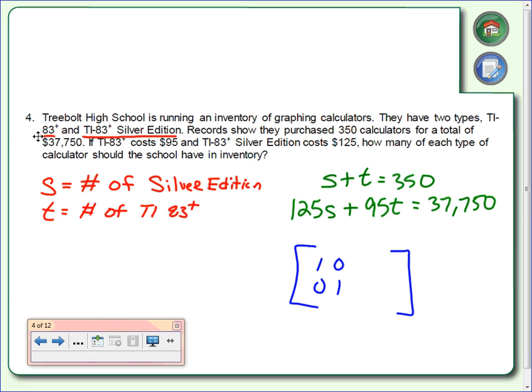All right, anybody got the two numbers yet? 150 and 200. We all agree with those two numbers. Okay, now let's make sure we know which one is which. When you say 150, of which one? The Silver Edition. 150 Silver Edition calculators, and 200 of the regular TI-83 Plus calculators. So we now know how many of each of these calculators we have. All right, that takes care of number 4.